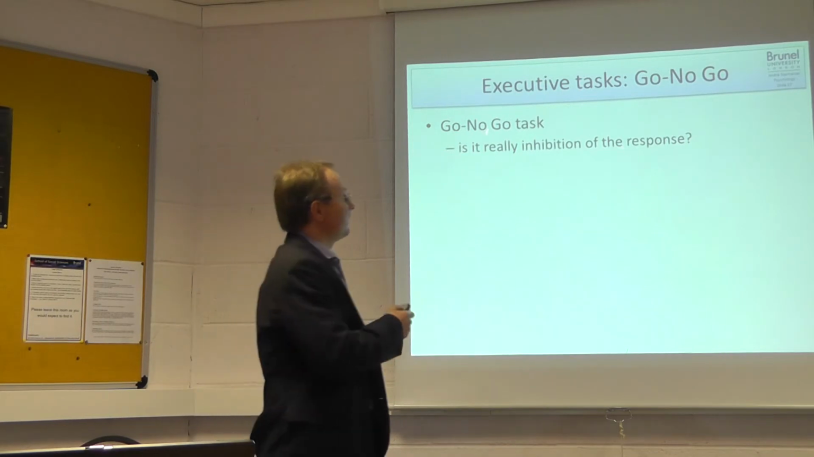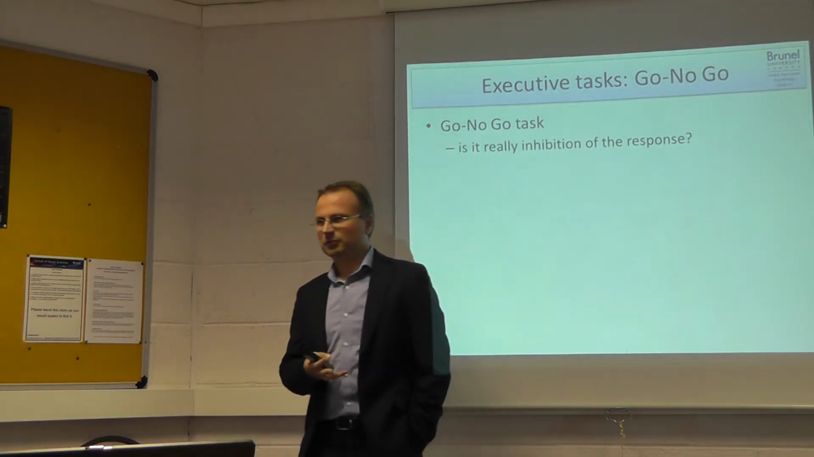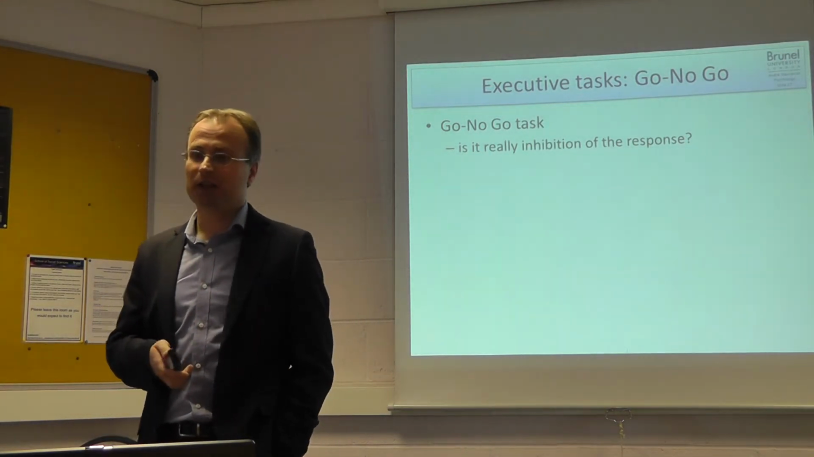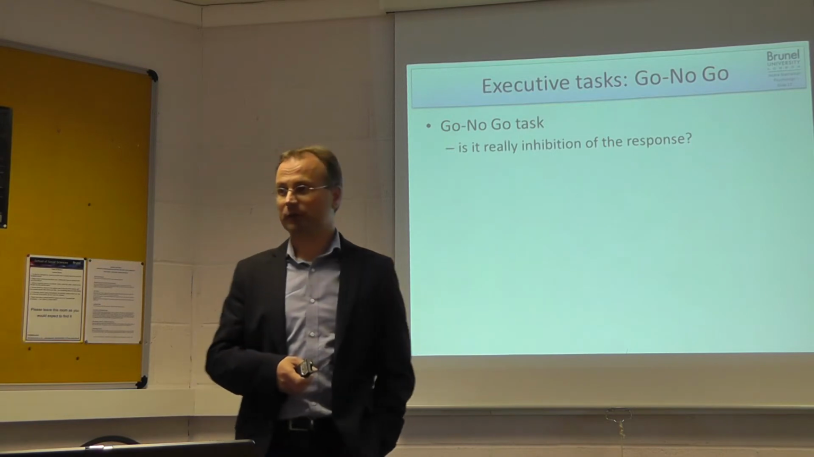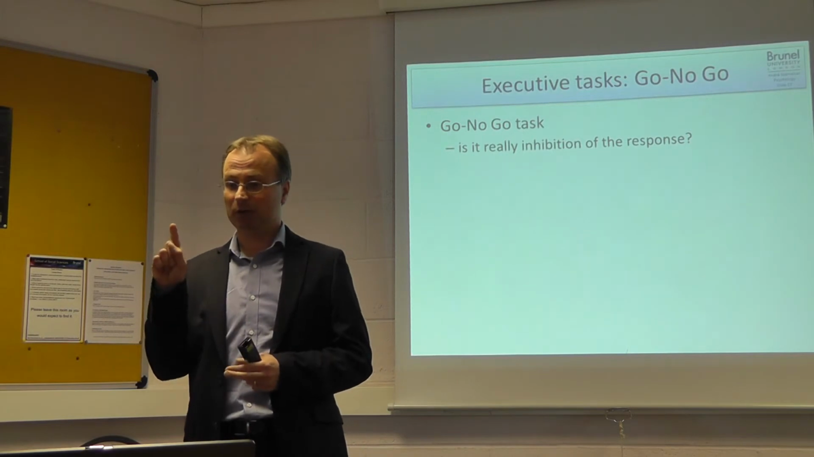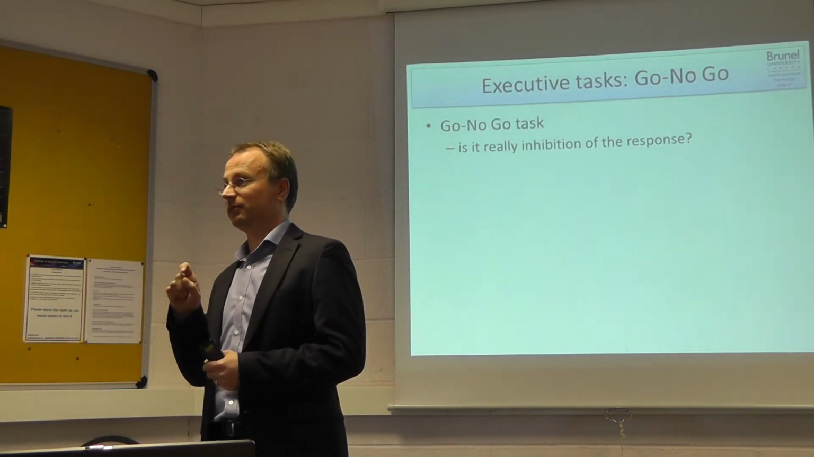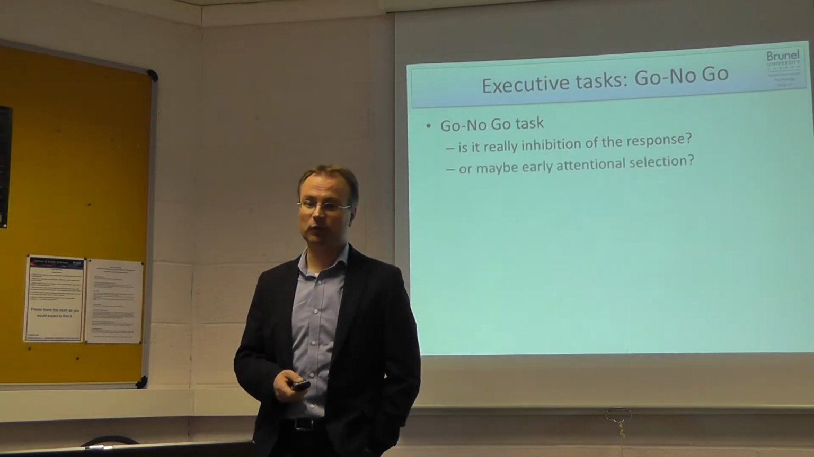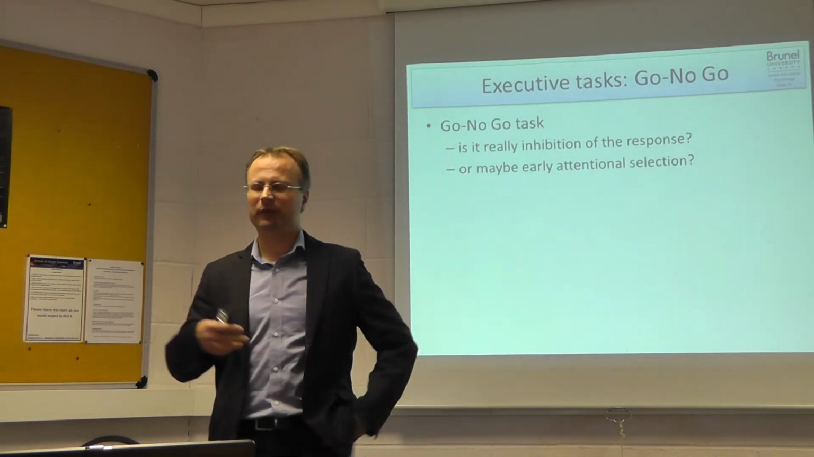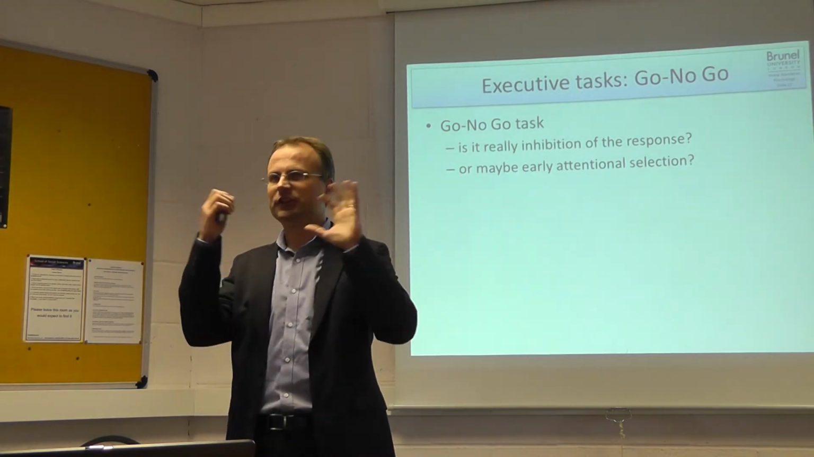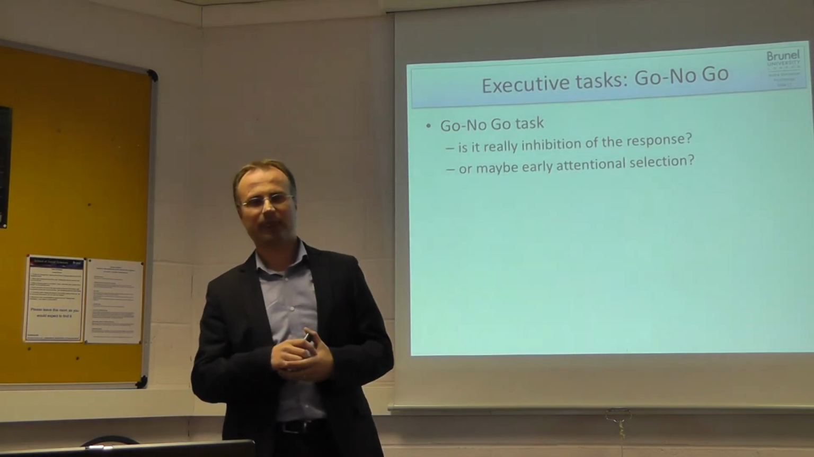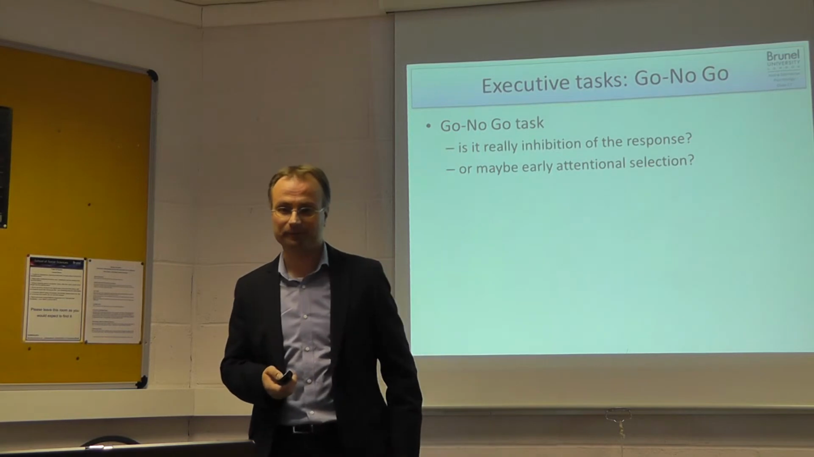Okay, a question which is of theoretical importance here is whether in the go-no-go task we are really talking about inhibition of the response. Because that's what the go-no-go task is supposed to assess: that we want to respond, but we have to inhibit that. An alternative interpretation would be, maybe it's early attentional selection. In the example, maybe we can set up our visual system so that it just ignores the number 4, if we're not supposed to respond to 4. And then it would be no response inhibition at all.